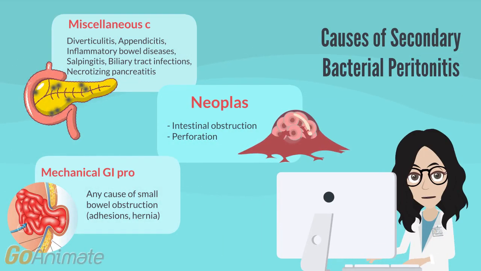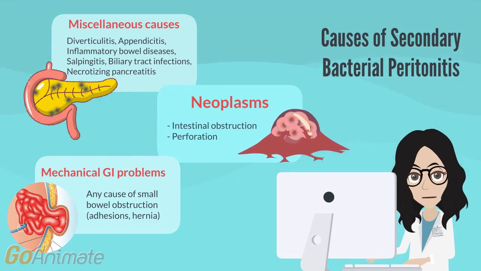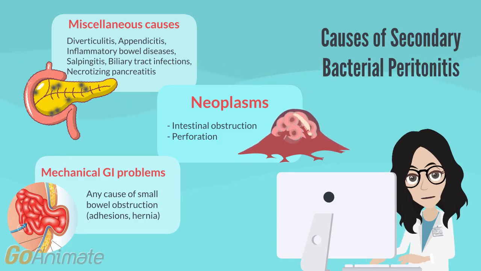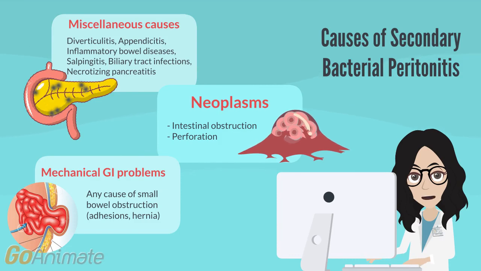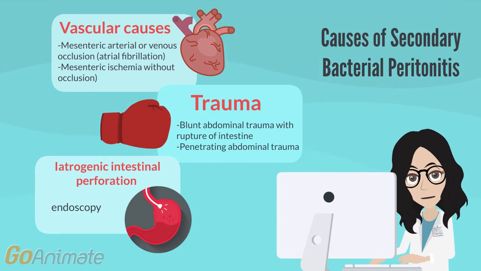And here is what I found about the causes of secondary bacterial peritonitis. It could be due to miscellaneous causes such as diverticulitis, appendicitis, inflammatory bowel disease, or necrotizing pancreatitis, or it could be due to neoplasm, which will cause intestinal obstruction and decrease perforation, or it could be due to a mechanical GI problem such as any cause of small bowel obstruction such as hernia. Vascular causes involve venous or arterial occlusion or ischemia without occlusion.